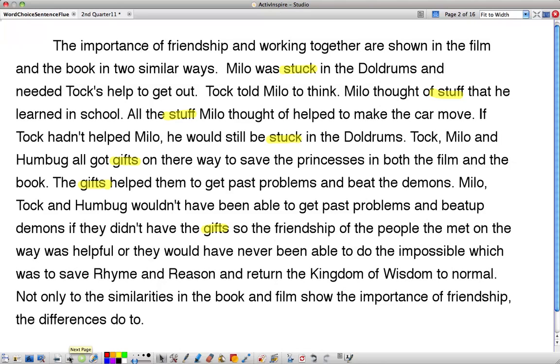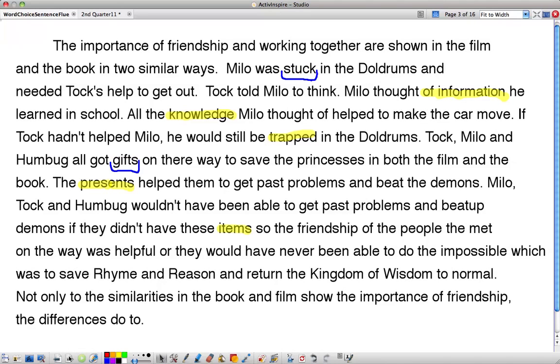I'm going to use my thesaurus. I decided that one stuck in my paper was okay, so I let it be. But then I changed the second stuck down here to the word trapped, because Milo really was trapped in the doldrums until Talk came along.